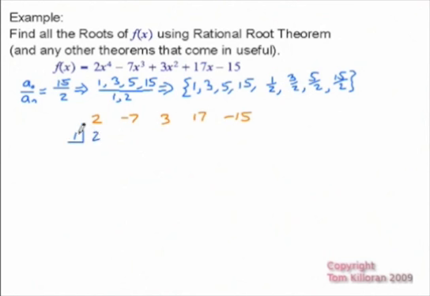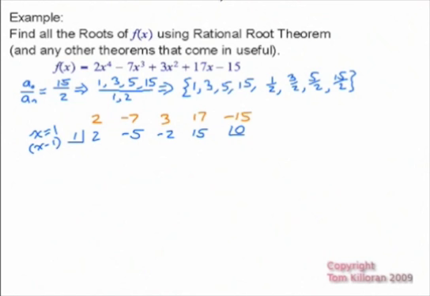So drop a 2, that'll give us 2, negative 5, negative 5 plus 3 is negative 2, that'll be negative 2 plus 17 is 15, that'll be 15 minus 15, which is 0, and we got lucky that we found 1 right off the bat. So x is equal to 1 is one of the roots, x minus 1 is one of the factors.